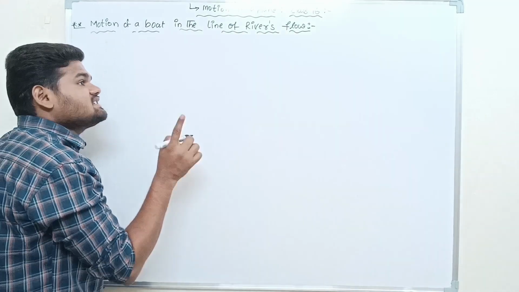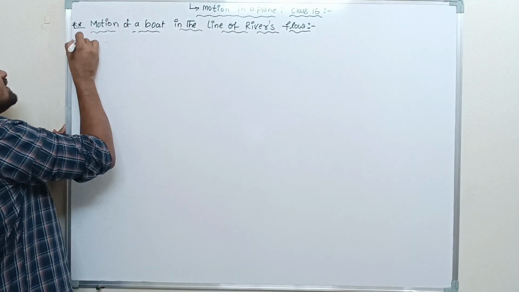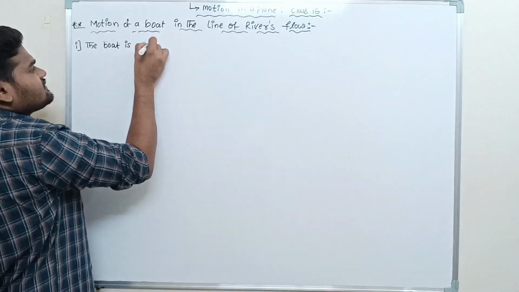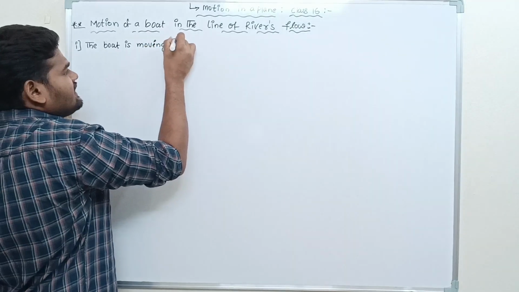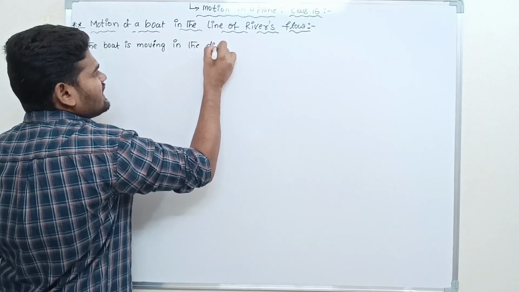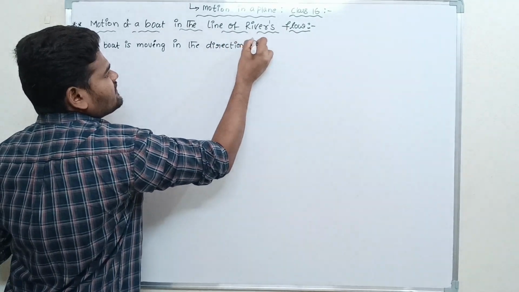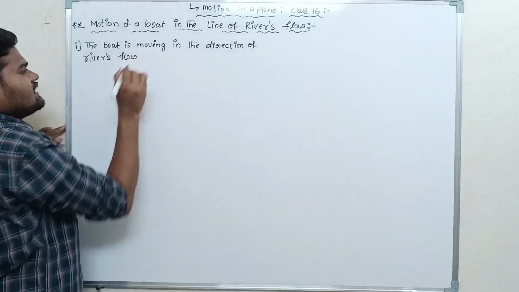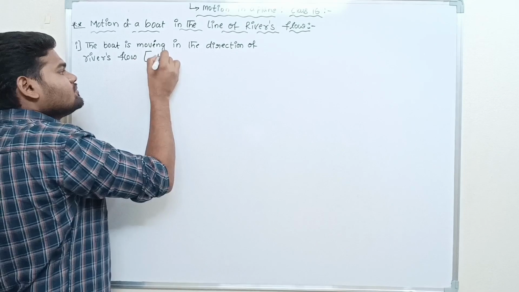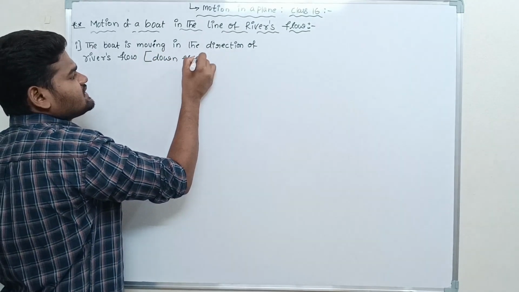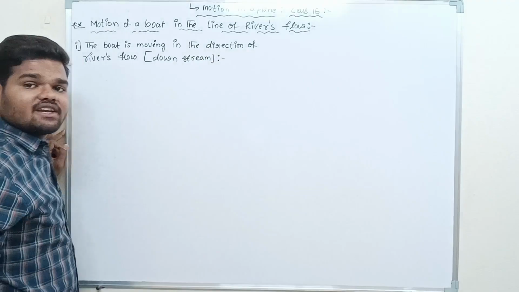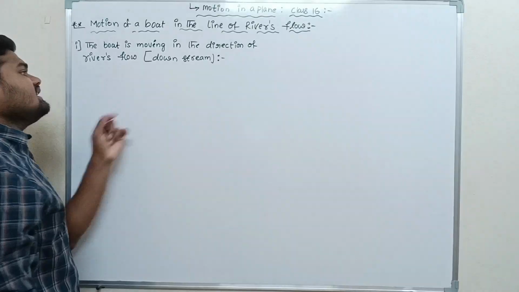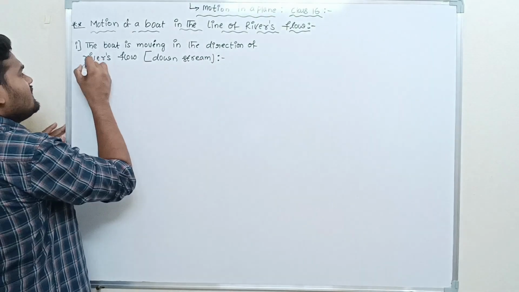Our first concept on this topic is the boat moving in the direction of river flow. This is also called downstream. Downstream is nothing but simply the object is moving in the direction of flow of the river, of the water, whatever it is. Then it is called downstream. That's it.